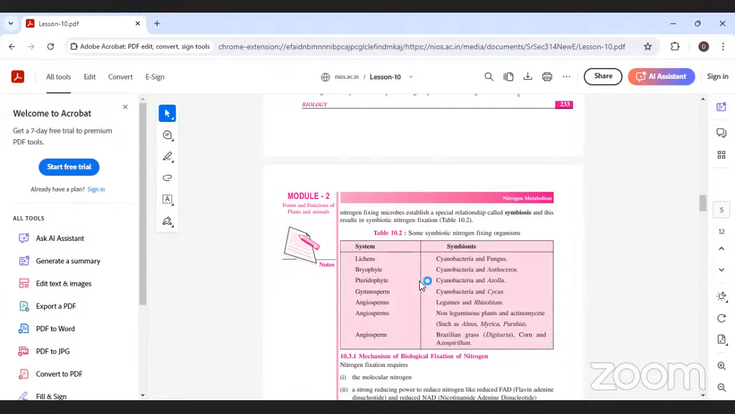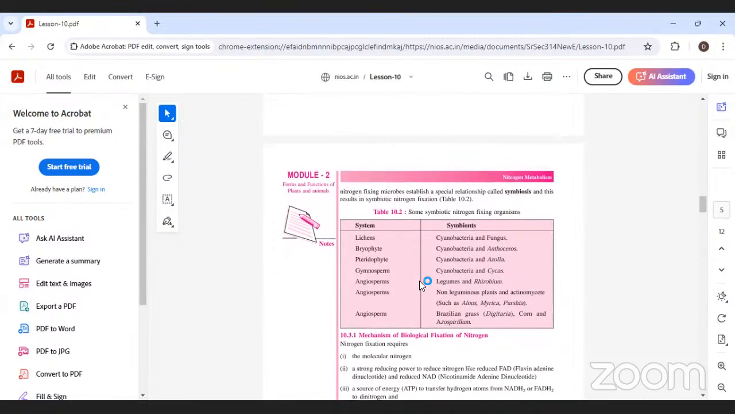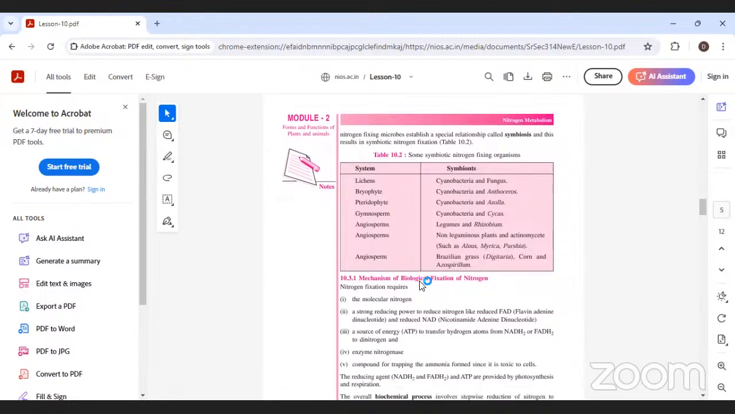Here such as Ulmus, not Alnus, Ulmus, Myrica, Casuarina. These are angiospermic. Another angiospermic is Brazilian grass, which is called Digitaria, and corn with Azospirillum. These are both symbiotic bacteria.